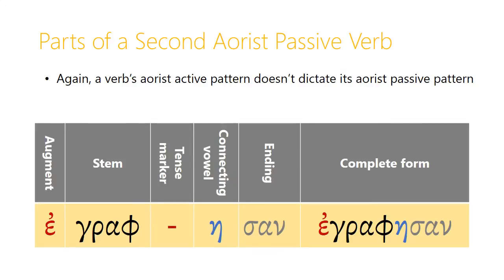So, what is the second aorist? Again, we said that whether a verb was first or second aorist in the active voice really has little to do with whether the verb is going to be first or second aorist in the passive, and that most verbs are first aorist passive. So what is the second aorist passive? It's very similar. We have the augment on the beginning, again, because we're in the indicative mood. We still have that eta connecting vowel, and we're going to use exactly the same endings to indicate the person and number. The only difference is that we're not going to add the theta tense marker.